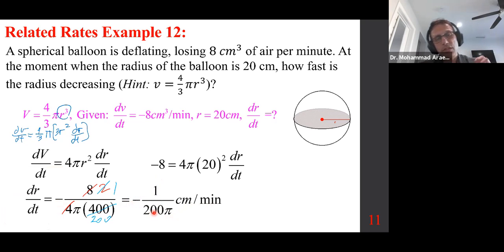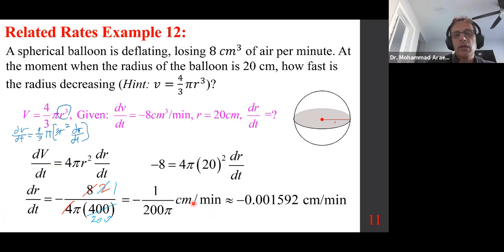Minus, because it's deflating. Not only is the volume getting smaller, the radius is also getting smaller. And therefore, this is the precise answer. You're done. For a rough estimate, you can replace the pi and write it with a bunch of decimals, okay? This would be the precise answer, and that's good enough.